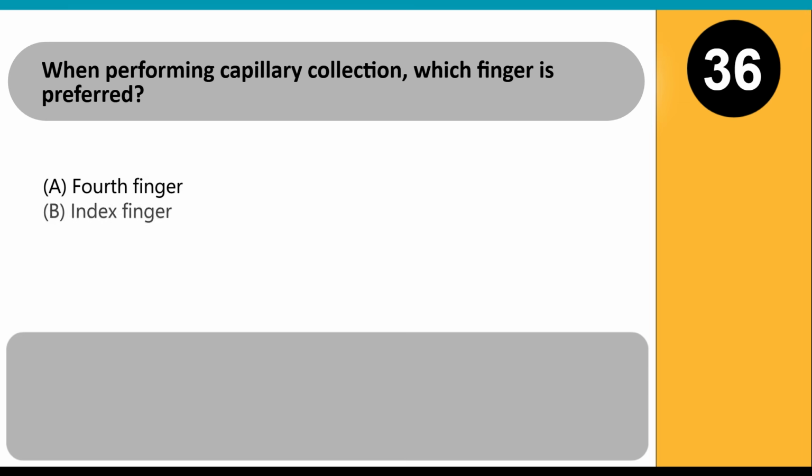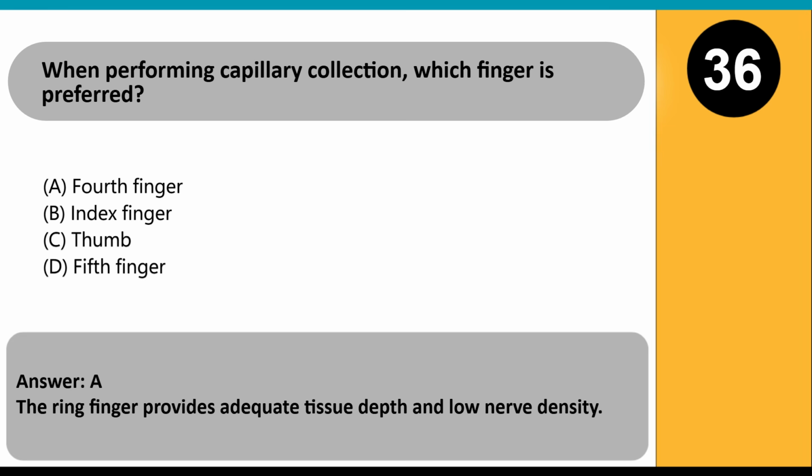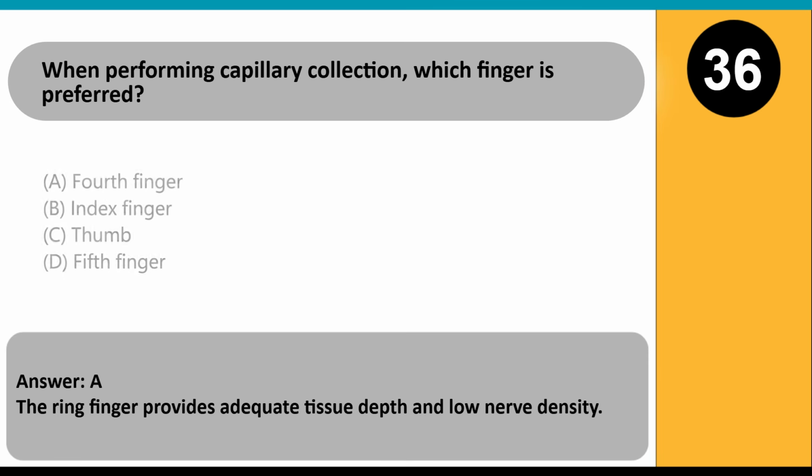When performing capillary collection, which finger is preferred? A. Fourth finger. B. Index finger. C. Thumb. D. Fifth finger. Answer: A. The ring finger provides adequate tissue depth and low nerve density.